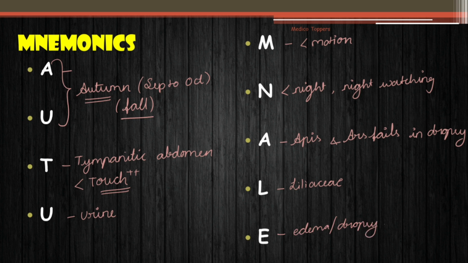So in case of autumn, you have to think about Dulcamara also, which is having similar type of aggravation during autumn season. So AU for autumn, which is from September to October, which is none other than fall, and T for tympanic abdomen and aggravation from touch, and U for the specific urine symptoms which we had discussed earlier, and M for aggravation from motion, and N for aggravation night and night watching, and A for Apis and arsenicum fails in dropsy, we can think about colchicum. Then L for Liliaceae and E for edema or dropsy. So this is all regarding the mnemonic part of colchicum.